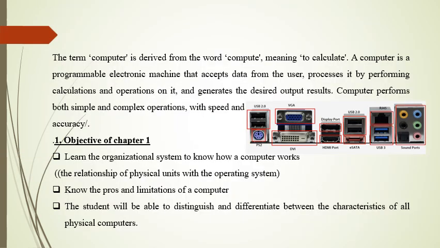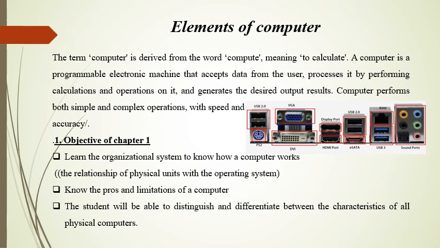In the first chapter, we talk about the term computer. Computer is derived from the word compute, meaning to calculate. A computer is a programmable electronic machine that accepts data from the user, processes it by performing calculations and operations on it, and generates the desired output results. A computer performs both simple and complex operations.